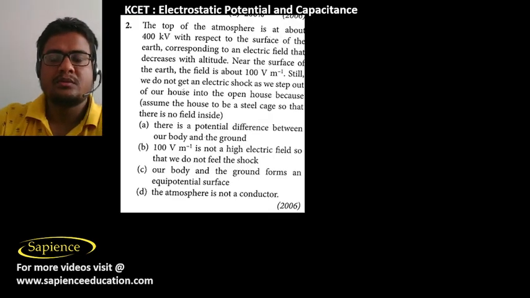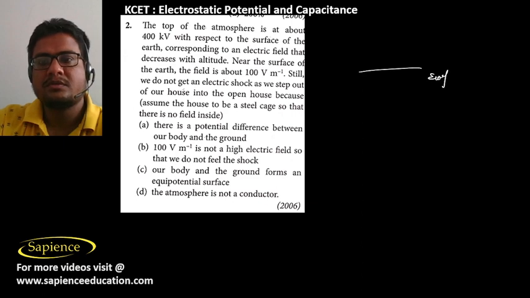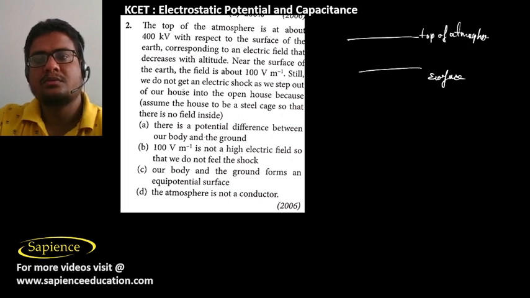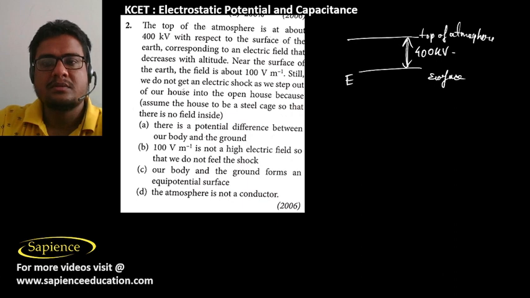Then question number 2. It is told the top of the atmosphere is about 400 kilovolt with respect to the surface of the earth, corresponding to an electric field that decreases with altitude. Near the surface of the earth, the field is about 100 volt per meter.